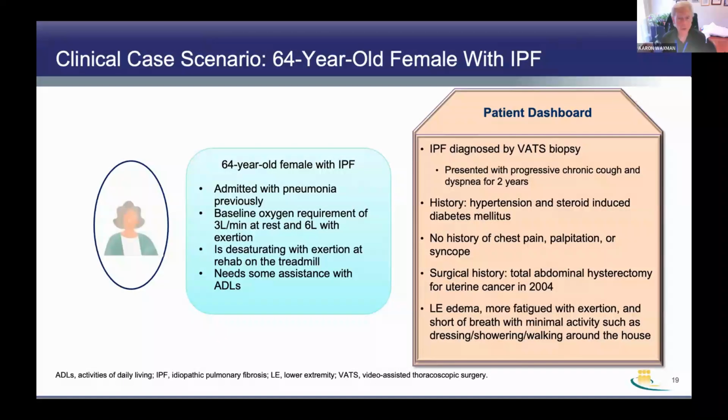Her history was notable for hypertension and steroid-induced diabetes. She had no history of chest pain, palpitation, or syncope. Surgical history was notable for a total abdominal hysterectomy for uterine cancer in 2004, and she presented with lower extremity edema, more fatigue with exertion, and shorter breath with minimal activity such as dressing, showering, walking around the house.